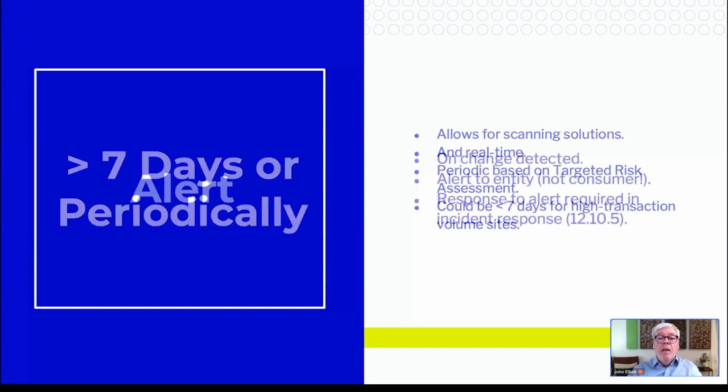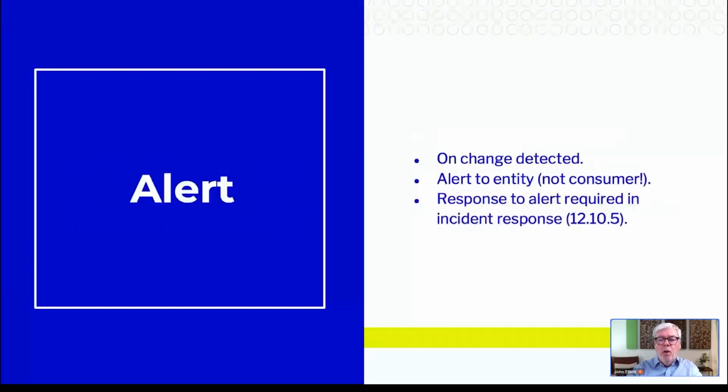And then finally, when there is an unauthorized change detected, you need to alert the entity. So it doesn't say the consumer, there's a JavaScript that changed. It's the merchant or the service provider needs to be notified. And then they need to respond to that alert in the way that requirement 12.10.5 says. So those are the two requirements. Those are the two new requirements.